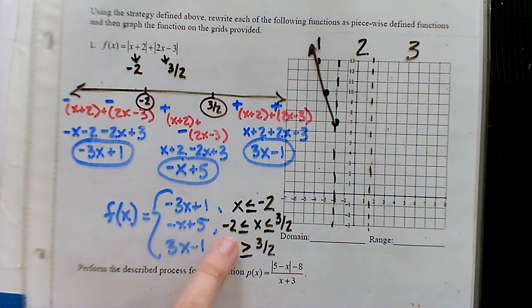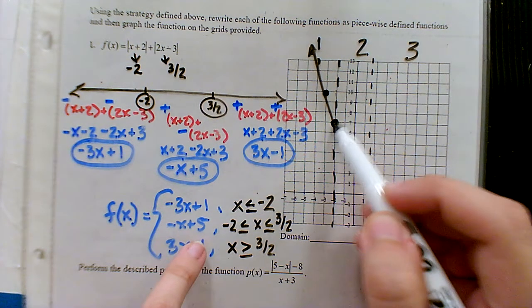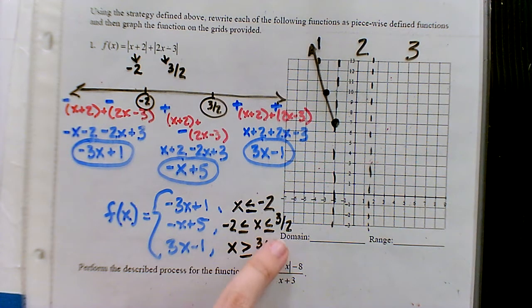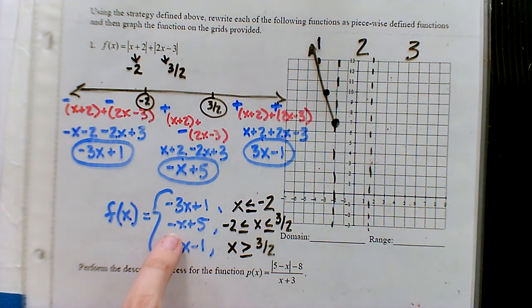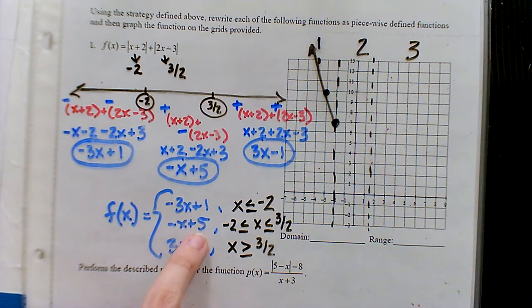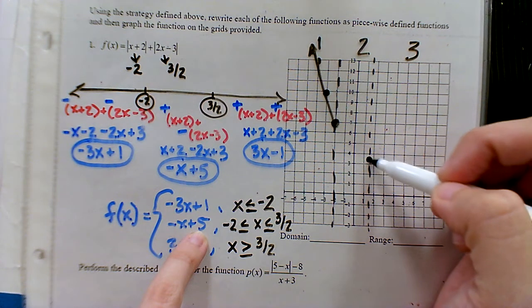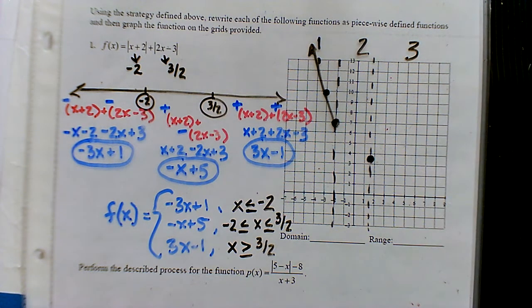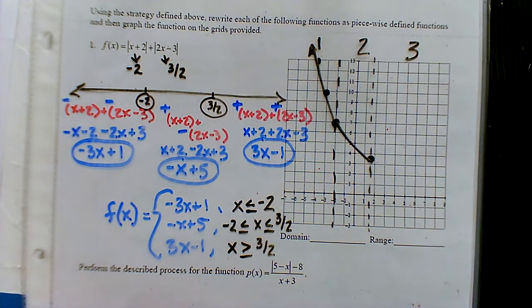Let's try the next one. Plug in -2. We would have 2 plus 5 is 7, so that's the vertex we already plotted. And if we were to plug in 1.5, -1.5 plus 5 is 3.5. Now we already know this equation is going to be a line, so we can simply connect the dots between those two.